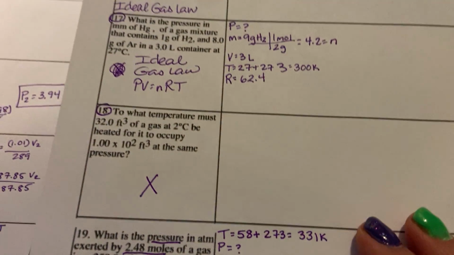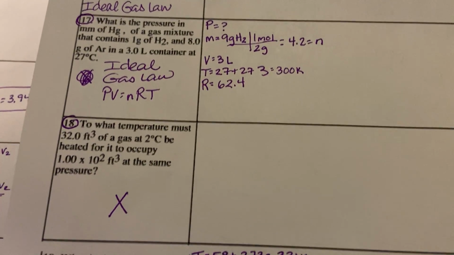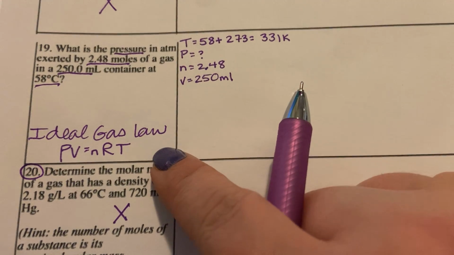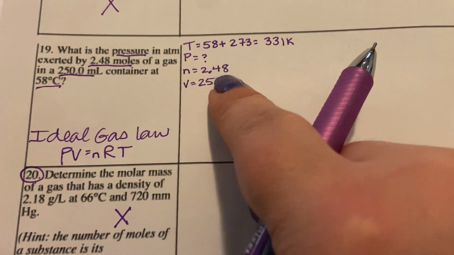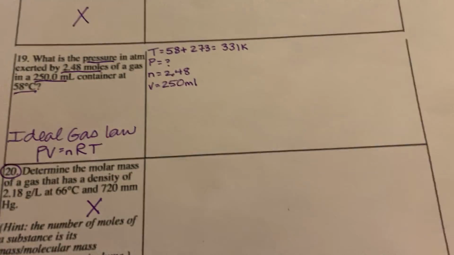Okay. The next page, don't do 16. Or 17, or even 18, and don't do 20, okay? And number 19 is the ideal gas law. Again, put out what you know. There's your formula, okay? Let me know if you have any questions.